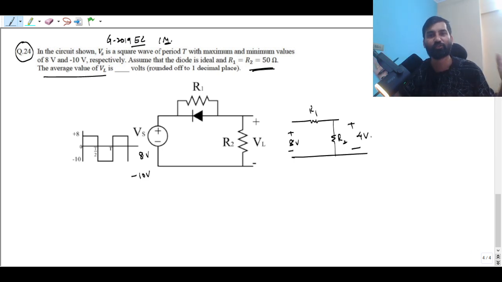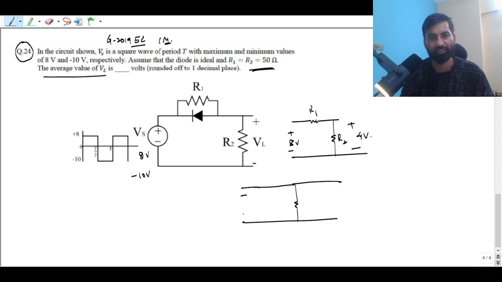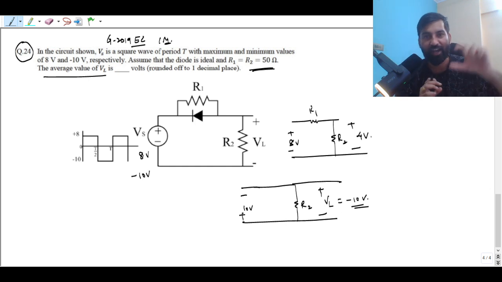So R1 will be also short circuited, right? So the circuit is going to be like this. And you can say that if this is minus 10 volt and this is nothing but your R2, so what will be your VL? Your VL is going to be minus 10 volt only, guys. Why minus 10 volt? Because the input is connected across that R2 resistance now. Understand?